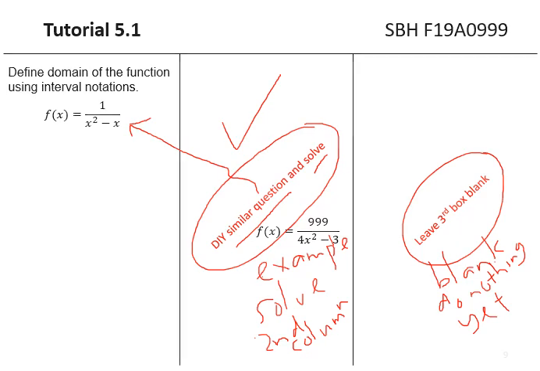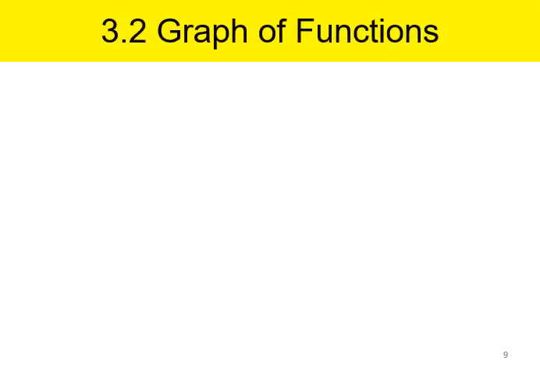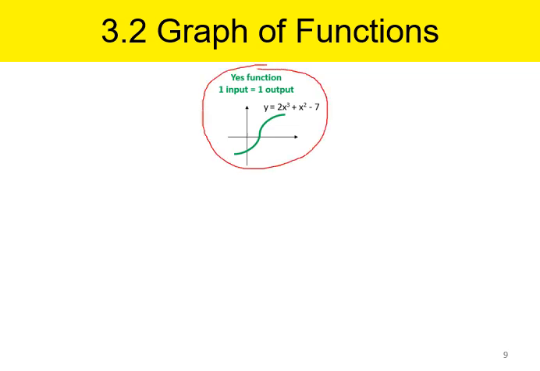Let's move to the next subtitle here, graph of the functions. This is a function. Why? Because we have one input producing one output. This is a function. It is part of the equation, but one of the criteria is one input equals one output.